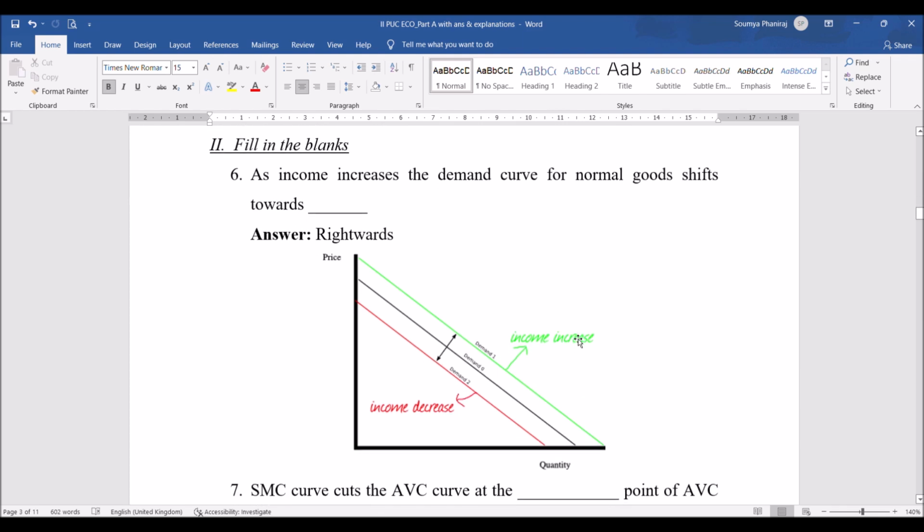The next section is fill in the blanks. As income increases, the demand curve for normal goods shifts towards what? So the answer is rightwards. As you can see in this picture, whenever the income increases, the line gets shifted to the rightwards, and whenever the income decreases, it shifts towards the leftwards.